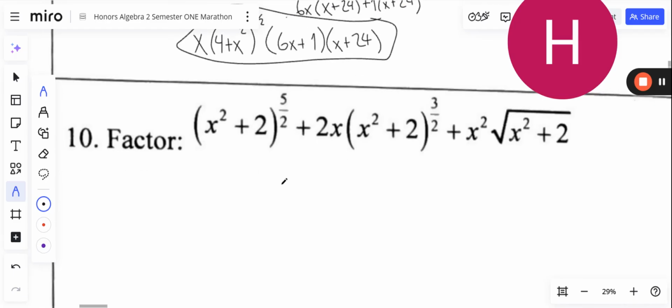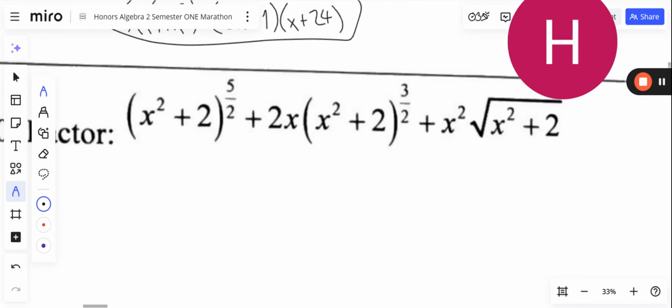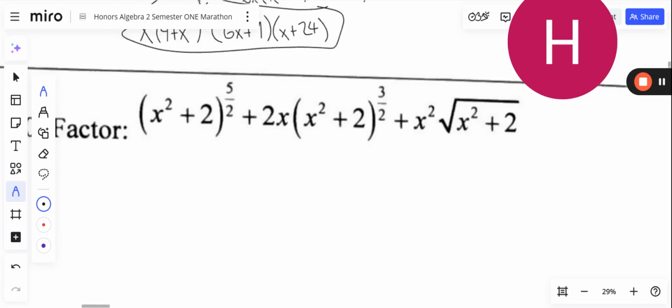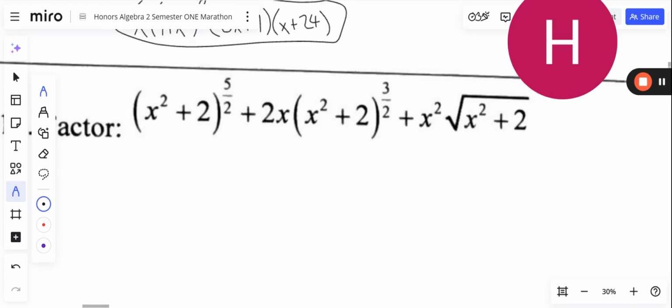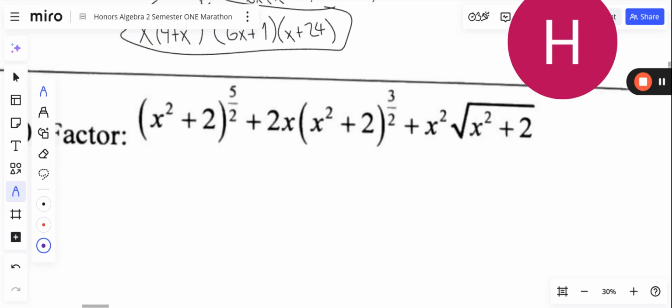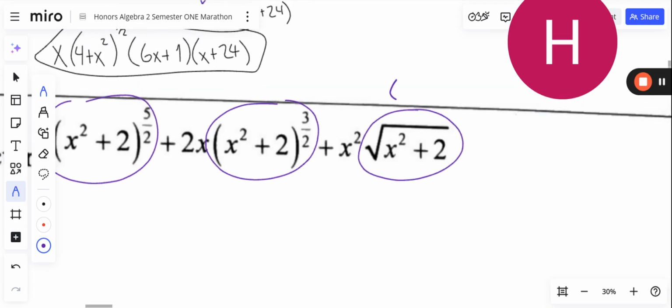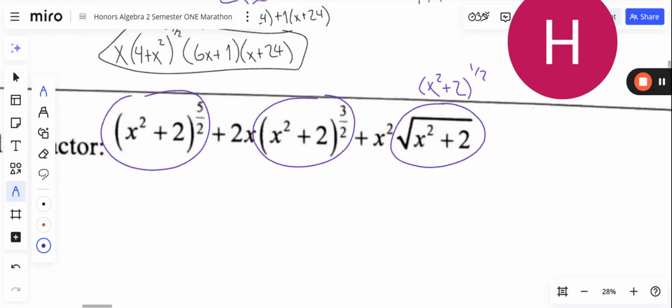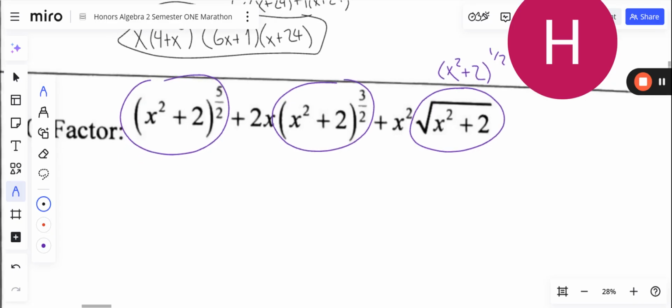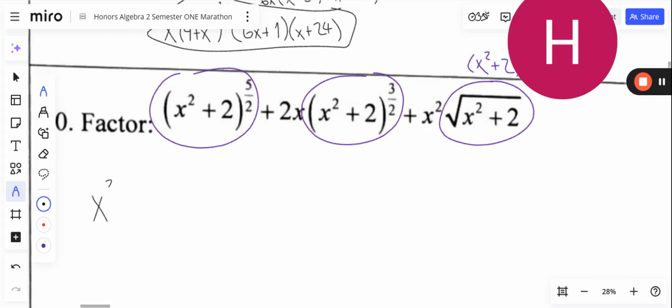Okay, let's continue in the same vein of greatest common factor usage. Here, what we're going to do is divide out the common factor. Now, this is to the 5 halves. This is to the 3 halves, and this, even though it doesn't look like it, remember that a square root is the same as a 1/2 power. So therefore, we have a common factor of x squared plus 2 to the 1/2 power. And if you want, you can put that in a square root, but what's really important is what's going to be left.